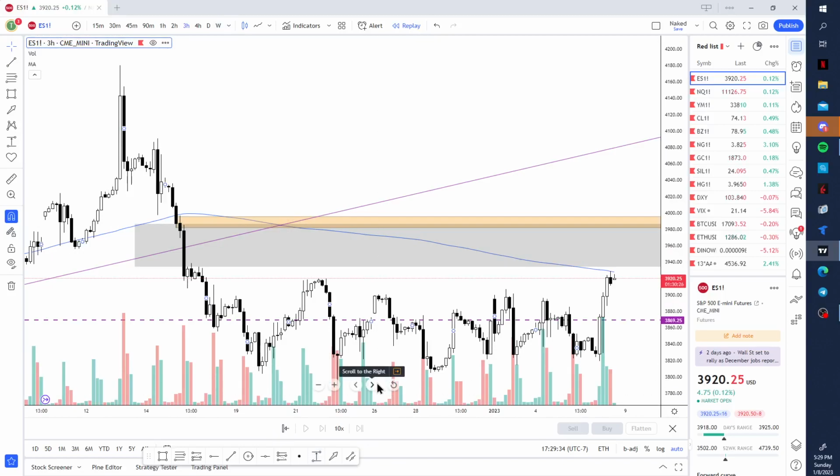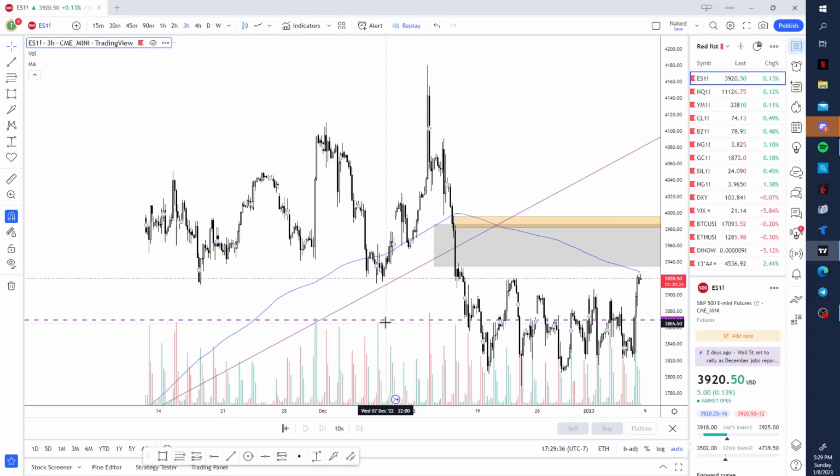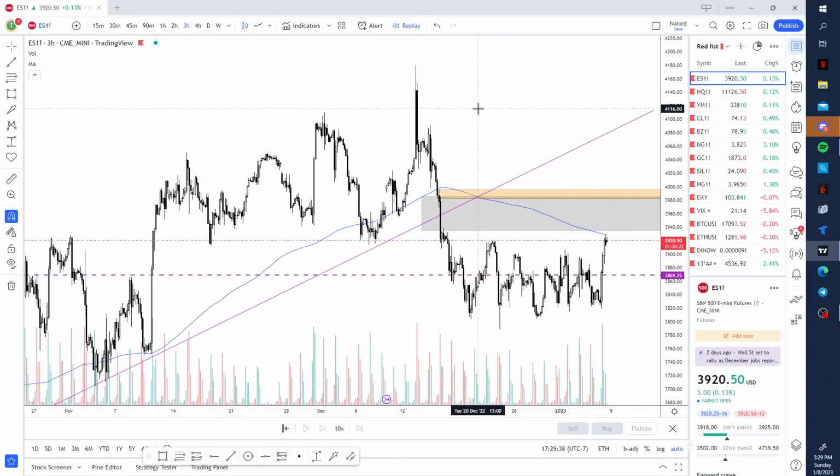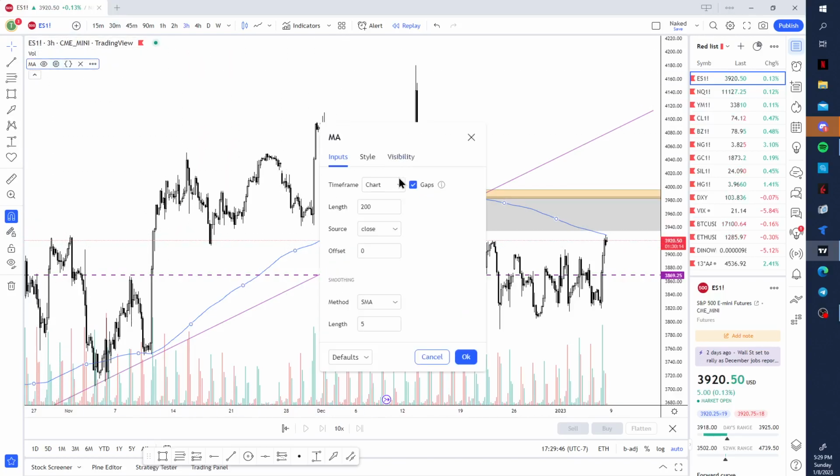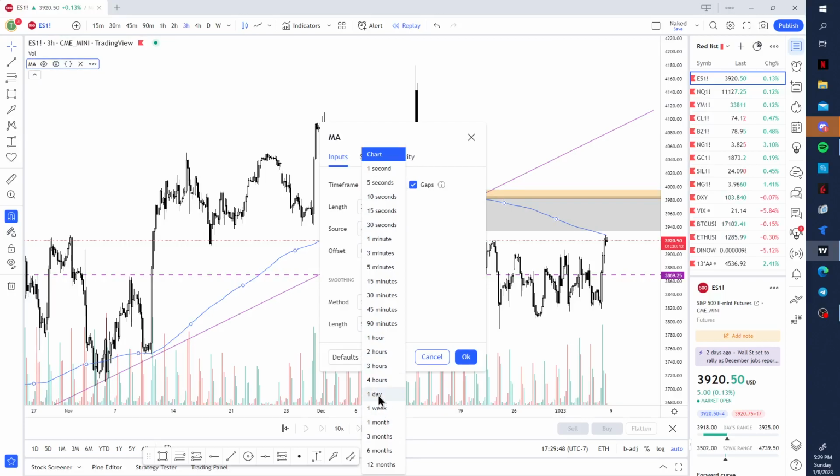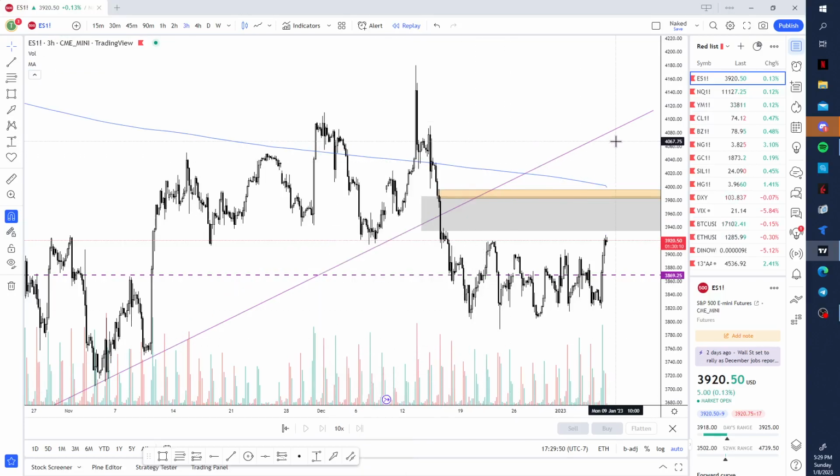What's the blue moving average? That's the 200. Oh, the 200. So we're touching it right now. This is on the 3 hour. So normally when I do my moving average, I pin it to the daily. Okay, so it's always on the daily.